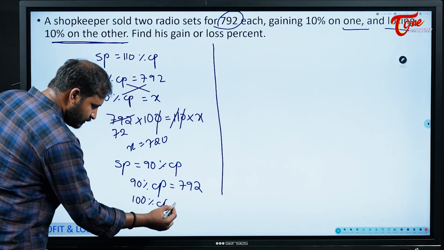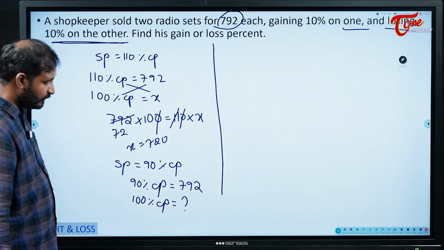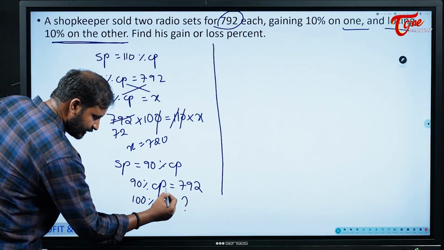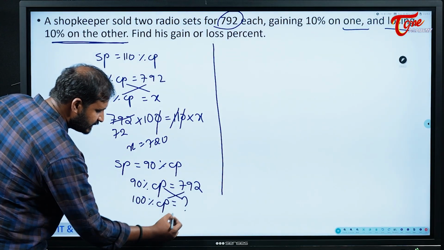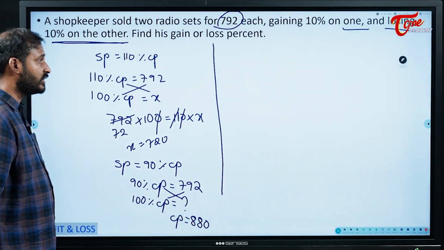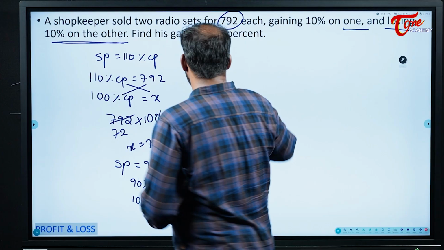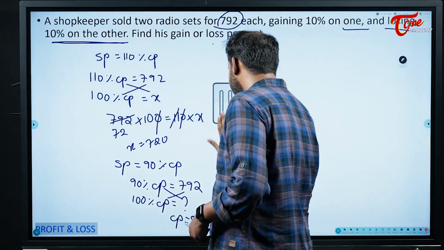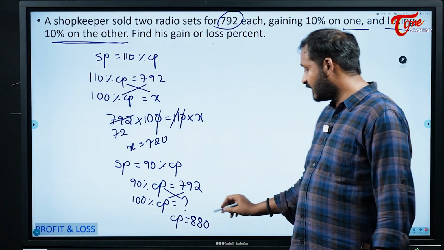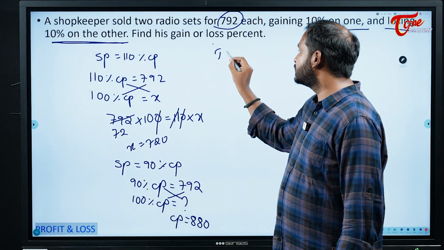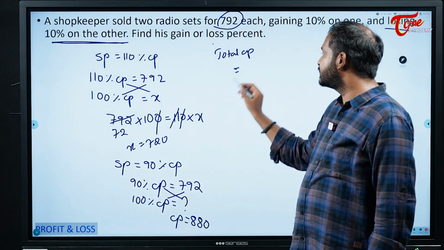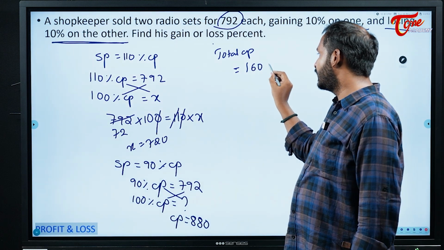100% of CP is equal to what? If you calculate this carefully, you will get 880. Simply cross multiply, students, and you will get the CP as 880. Now see here, what is the total cost price? One article's cost price is 720 and the other article's cost price is 880. What is the total CP? 880 plus 720, it will become 1600.